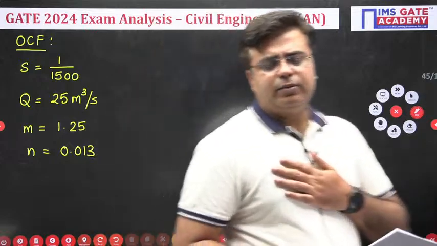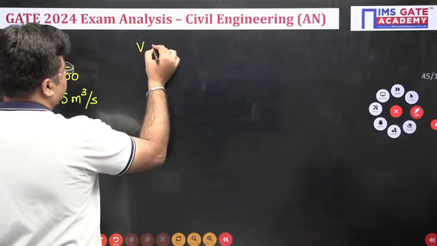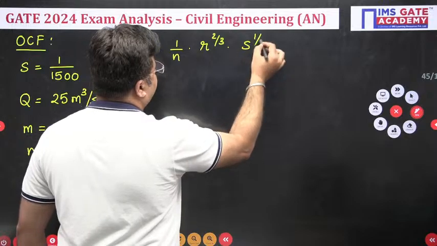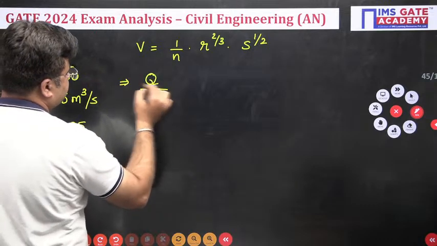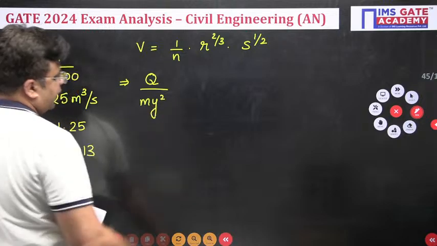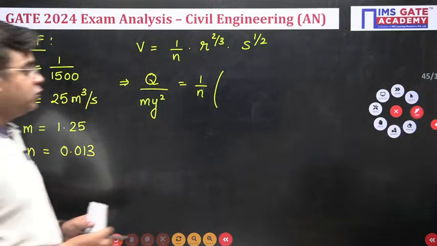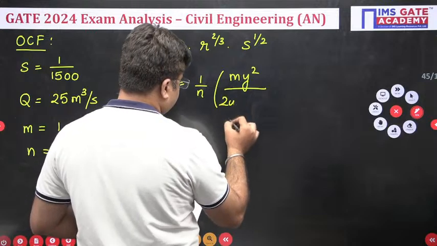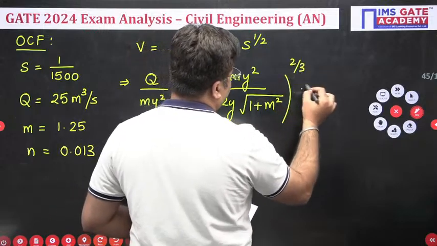Okay, so for calculating the depth of flow, again you can use the simple Manning's equation. n is the Manning's roughness coefficient. So V is equal to 1 upon n into R raised to the power 2 by 3 into S raised to the power 1 by 2. V can be written as discharge divided by area, and area is equal to m into y square. This is equal to 1 by n. Now this R is wetted area by wetted perimeter. So wetted area is m y square and wetted perimeter is equal to 2y under root of 1 plus m square, raised to the power 2 by 3 into S raised to the power 1 by 2.